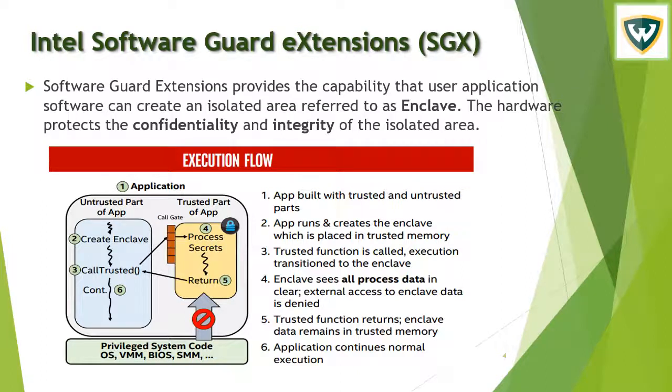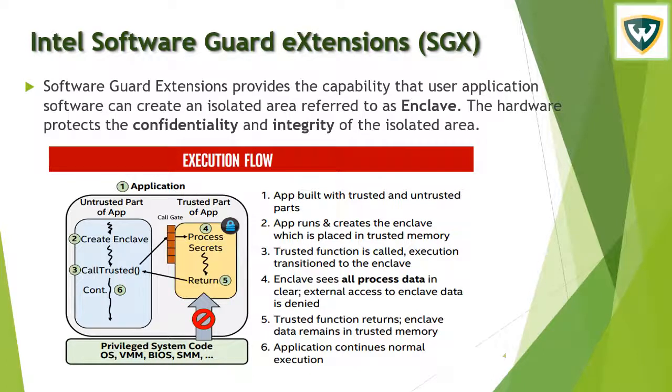As we can see in this execution flow, every SGX application is created with two different parts, trusted and untrusted. The untrusted part creates the enclave, which is placed in the trusted memory in the platform, and after that, a function inside the untrusted part calls another function which is located inside the enclave, in the trusted part, and at this moment the execution flow is transferred to the enclave safely.